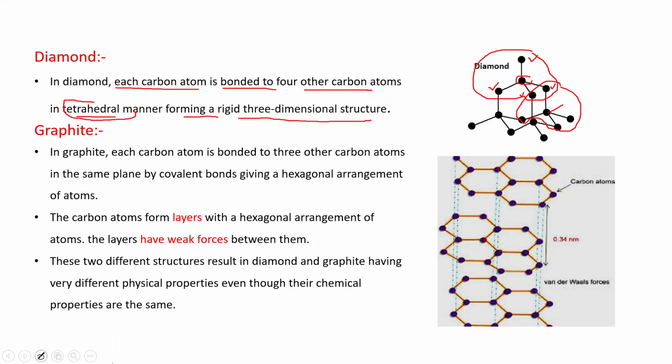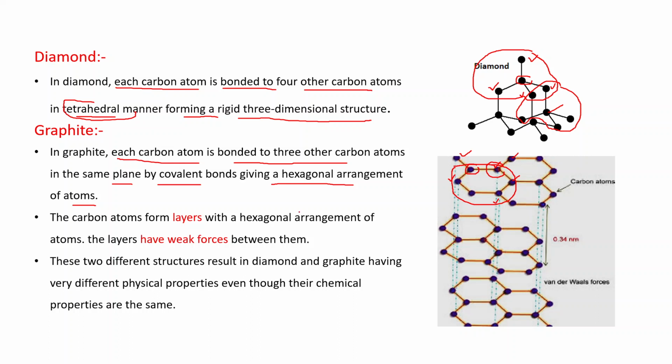Graphite. How is this graphite different from diamond? In graphite, each carbon atom is bonded to three other carbon atoms in the same plane by covalent bonds, giving a hexagonal arrangement of atoms. Now you can see this structure. If we consider this is one carbon atom, it is attached to three other carbon atoms. This is 1, this is 2 and this is 3. In the same way, this is attached to another 3. This is 1, 2 and 3. In this way, these carbon atoms form one hexagon.